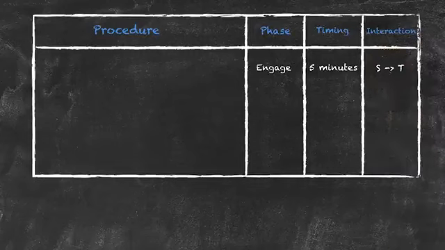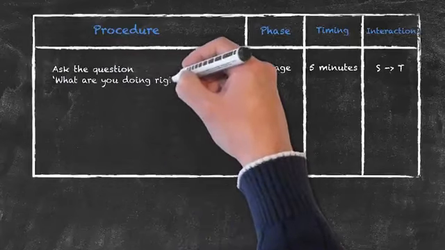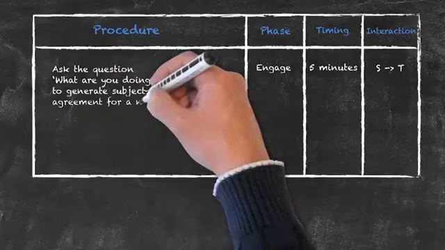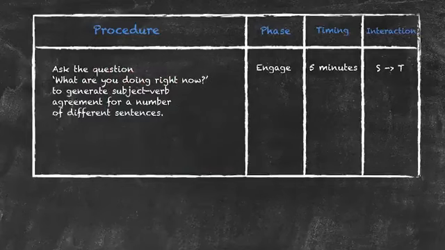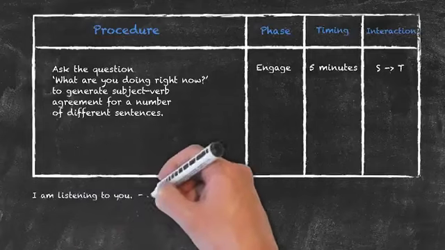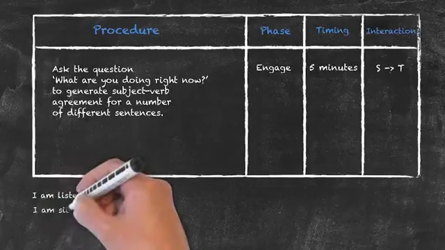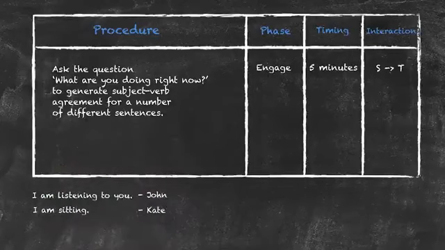So what am I going to do in my engage phase? I'm going to ask the question, what are you doing right now, to generate the subject-verb agreements between a number of different subjects and their verbs. So to cut away from that, if we imagine that we went around the class asking various people, what are you doing right now, then we may generate some sentences that could possibly look like this. So John says, I am listening to you. Kate says, I am sitting.